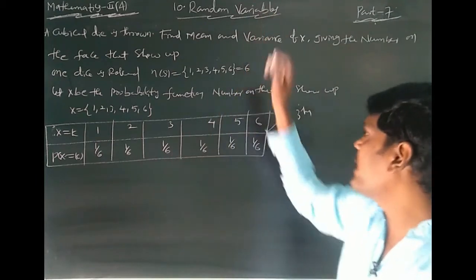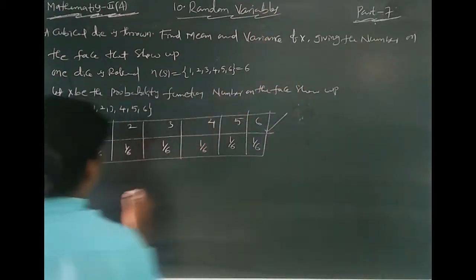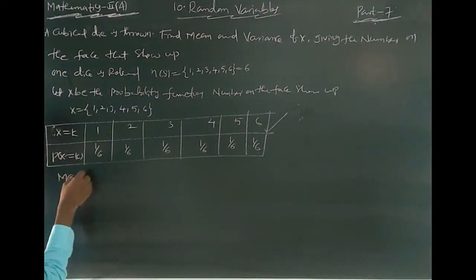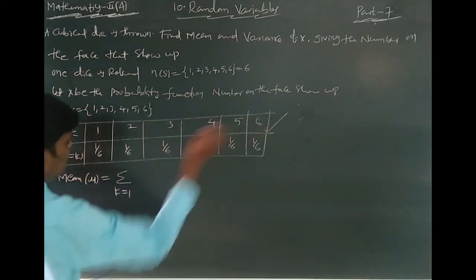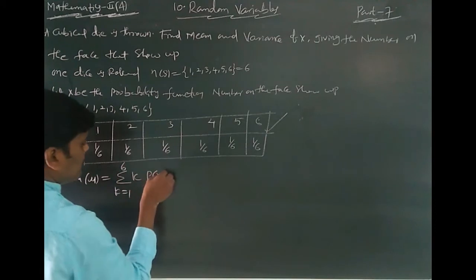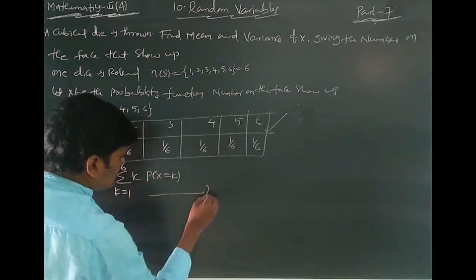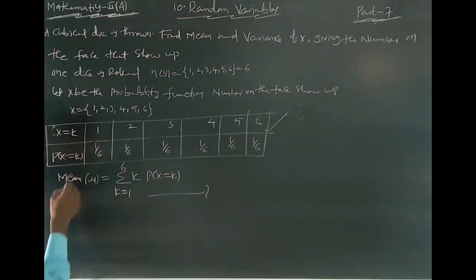After that, mean. What is the mean formula? Mean mu is equal to summation of k is equal to 1 to 6, k into P of X is equal to k. This can be simplified, and you get the mean. This is the mean formula.